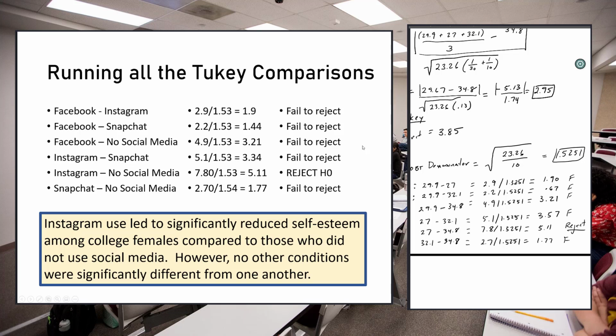And we can see that none of the comparisons were significantly different except for Instagram versus no social media. And what this means is that in this exploratory way, we're demonstrating that Instagram had led to significantly lower levels of self-esteem among high school females compared to those who did not use social media. But none of the other conditions were significant.